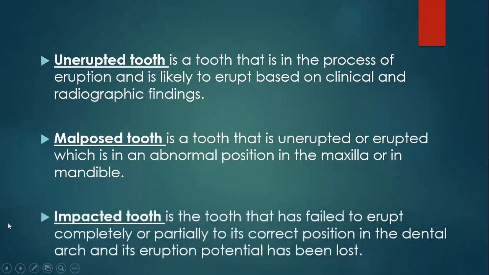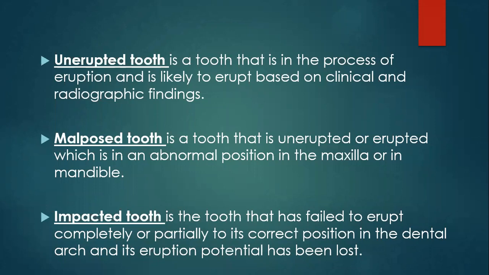Now, what is an impacted tooth? Basically, this lecture is about impaction, so we will keep more of our focus on impaction. An impacted tooth is a tooth that has failed to erupt completely or partially to its correct position in the dental arch, and the eruption potential has been lost. So any tooth which hasn't yet erupted, or which is in the process of erupting, but the dental age at which it needs to erupt has gone, is called an impacted tooth.